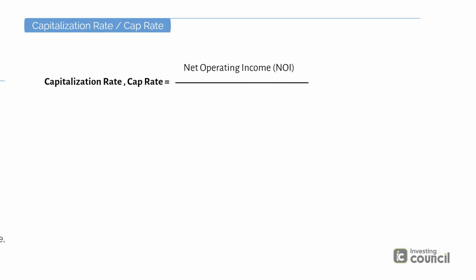Net operating income, also known as NOI, is calculated by subtracting the operating expenses from the gross rental income. This metric is important because it shows the income potential of the property before accounting for debt service. Capitalization rate, also known as cap rate, is calculated by dividing the NOI by the property's purchase price or value. This metric is important because it helps to determine the potential return on investment for the property. Generally, higher cap rates indicate higher potential returns.